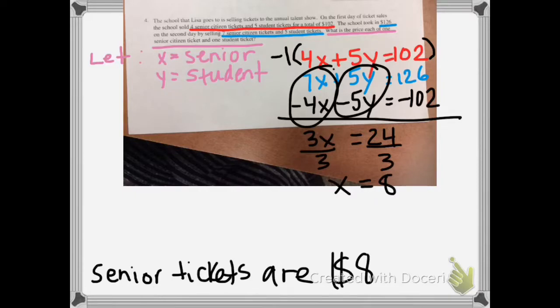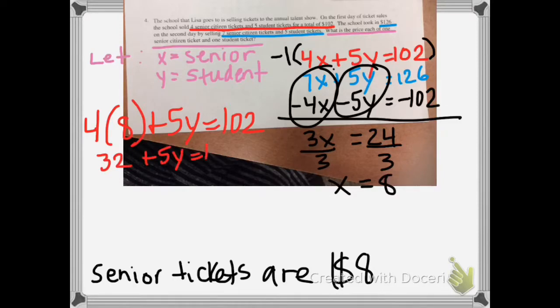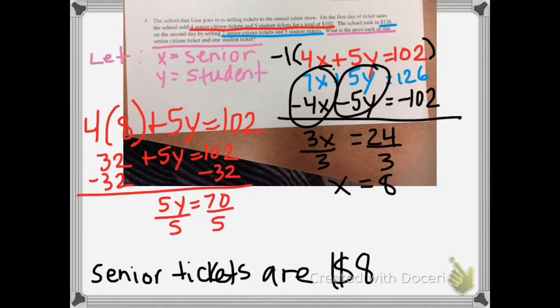Okay, now I need to find student tickets. So I've got to plug that 8 back in. I can plug it back into either of my equations. So I am just going to choose the red equation that I have there. So 4x, which I now know is 8, plus 5y equals 102. That gives us 32. And minus 32. 5y equals 70. And then we're going to divide by 5 on both sides. Y equals 14. Y represented student tickets.